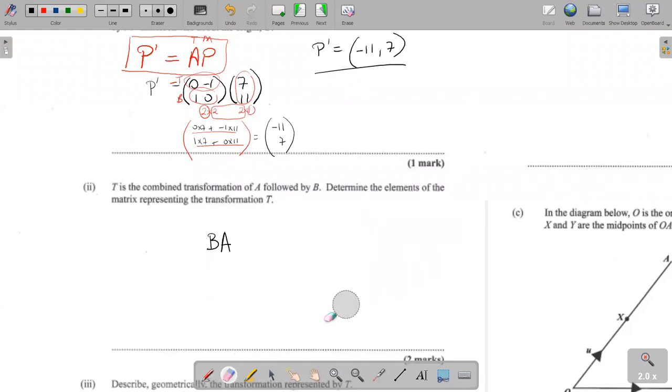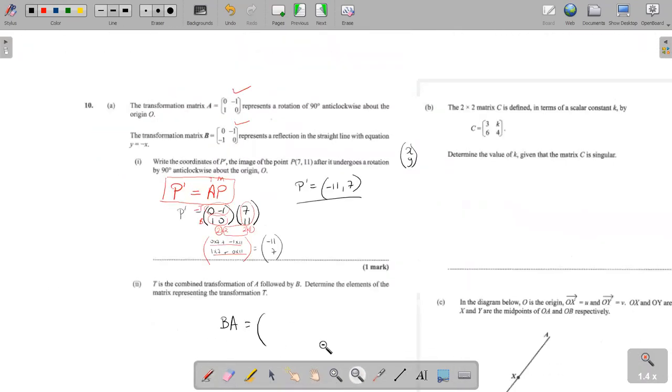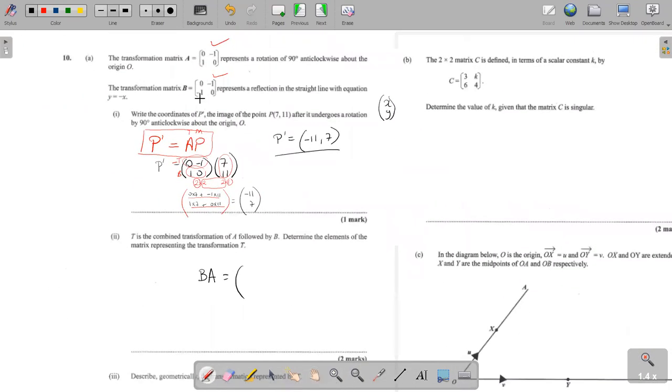So let's find BA. How do we find BA? We got to multiply B and A. And we know what B is. What is B? Let's go up here. B is 0, -1, -1, 0. What is A? A is 0, -1, 1, 0.